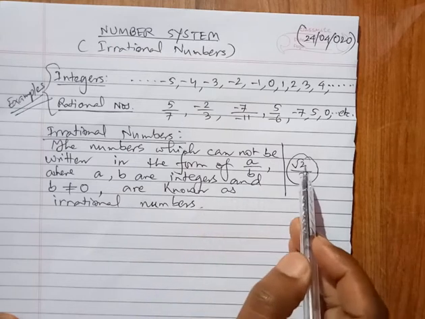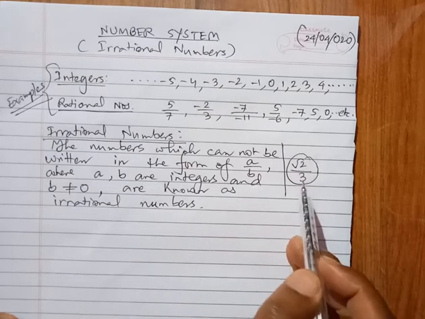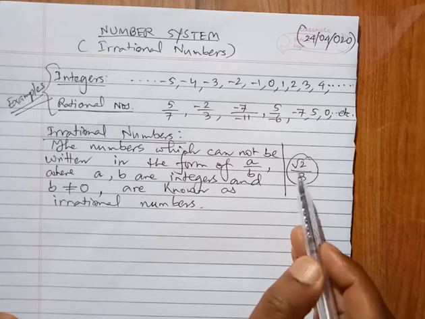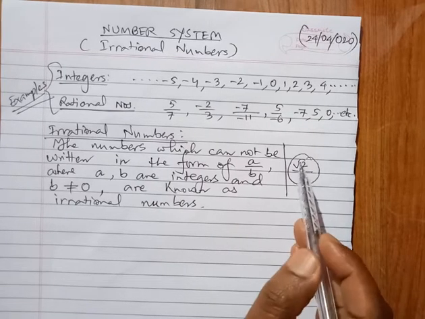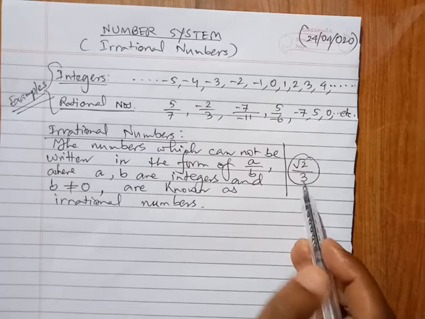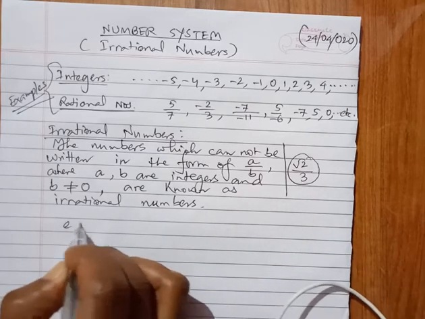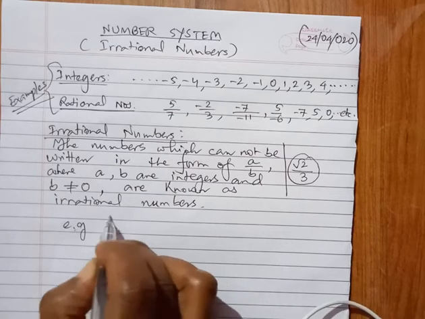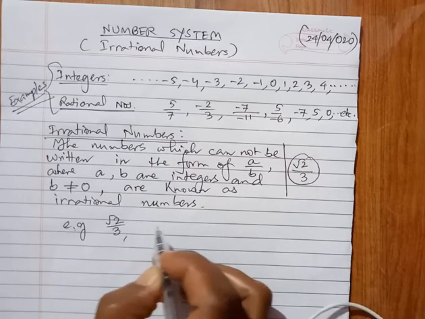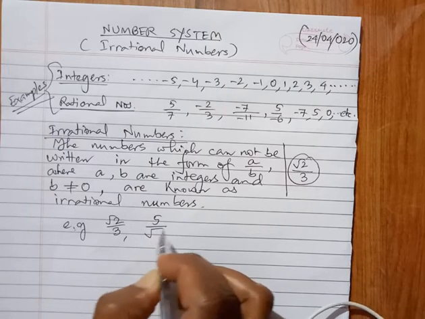For rational numbers, a by b, numerator by denominator, both a and b are integers. But here you see, this is also in the form of a by b, but the numerator, this is a, is not an integer. So this is not a rational number. So this is called an irrational number. For example, you write, containing the root-over sign, for example root 2 by 3, then 5 by root 7.